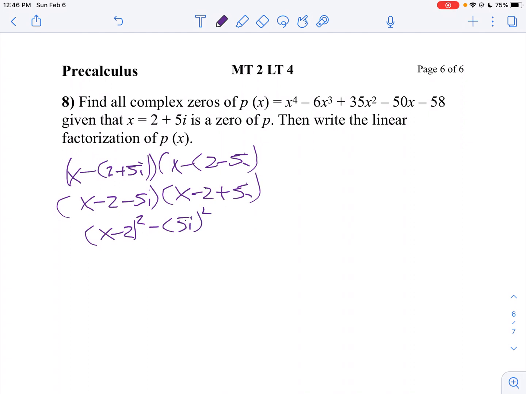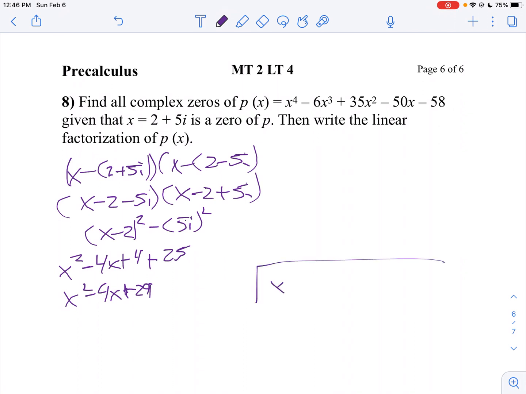Well, x minus 2 squared is x squared minus 4x plus 4. And then if I square 5i, that'll be 25i squared, so it'll be plus 25, won't it? So then I get x squared minus 4x plus 29. Now, let's use long division to find my other factor.